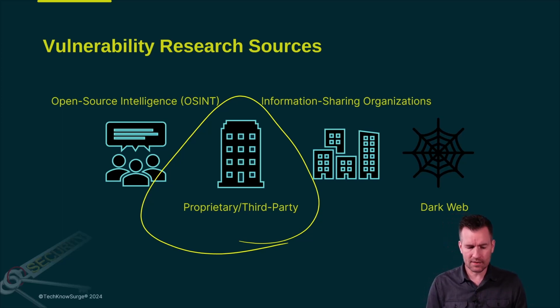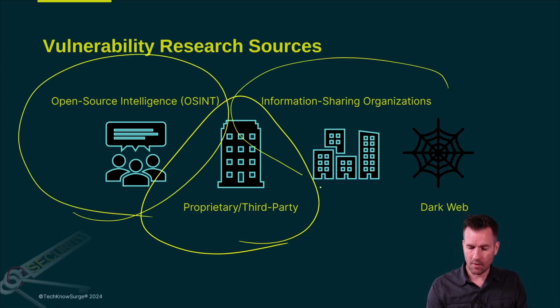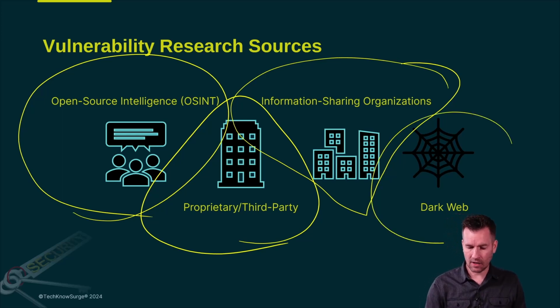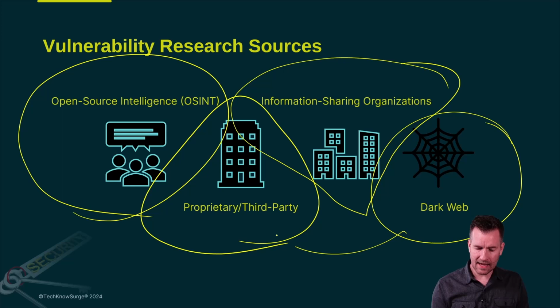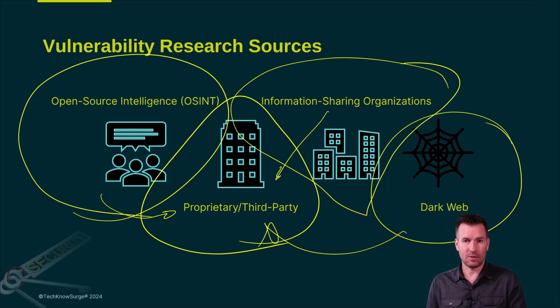Maybe it's their own research. They're definitely using some open source intelligence. They're using some information sharing organizations. They're using the dark web, and they're pulling that all together for their proprietary list. And that list is what they're scanning your network for, the list of vulnerabilities that they have pulled together.